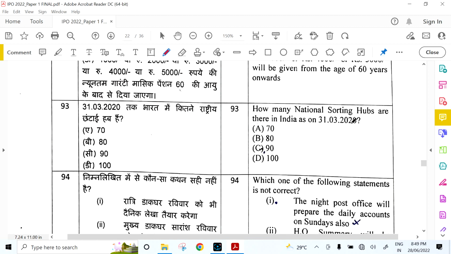Next, how many national sorting hubs are there in India? It is 90.